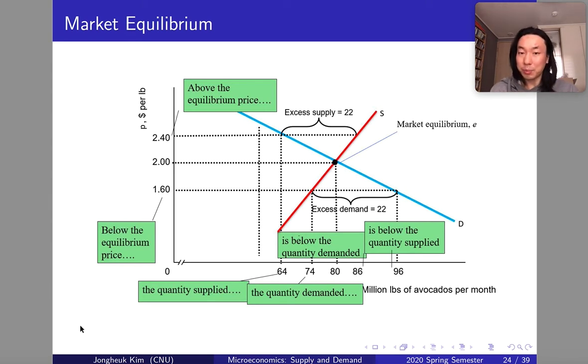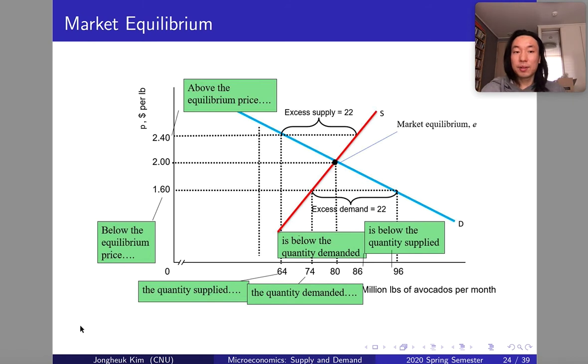And you can just point out that point by yourself, which is at the price level of $2, and the quantity supplied and demanded equalize at 80 units, right? So it is easy to find the equilibrium. And we can also exemplify two different types of disequilibrium.